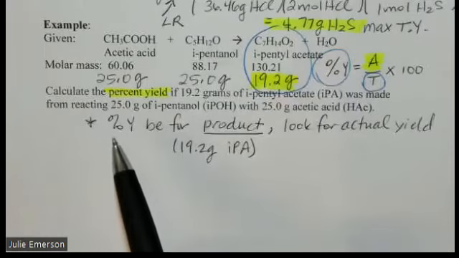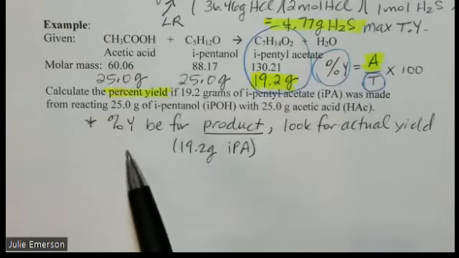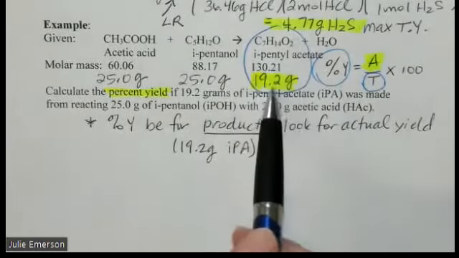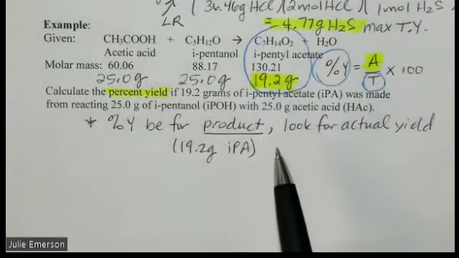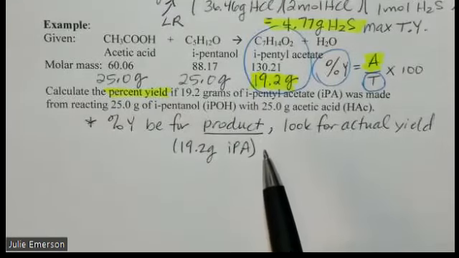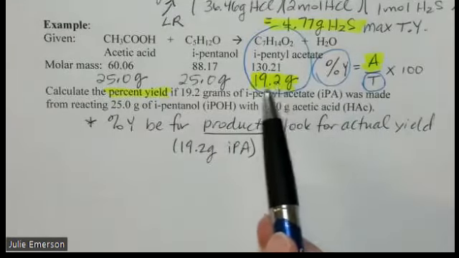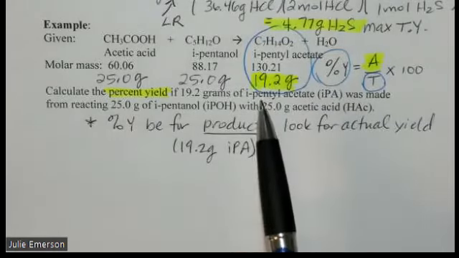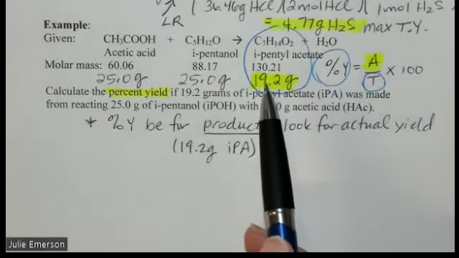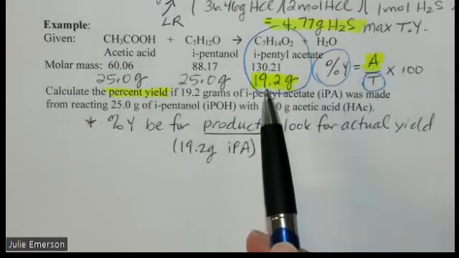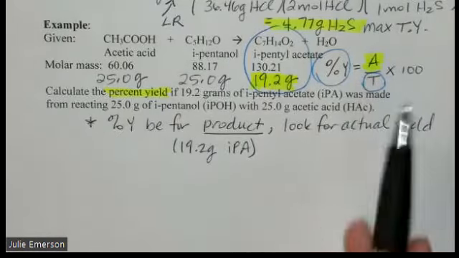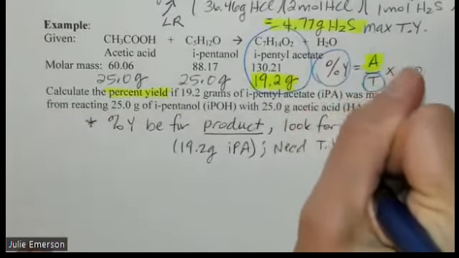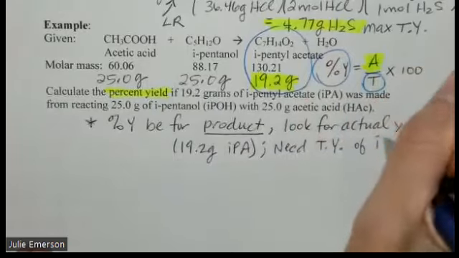Yeah. So the percent yield will always be for a product. So we isolated that. It's going to be this ipentyl acetate. And if we're doing a percent yield, the actual yield has to be given. So we know that 19.2 grams is my actual yield. So what helps me understand is that I'm just saving that for later. So I've got my actual yield of the IPA. Then what I need is the theoretical yield, or TY, of the IPA.